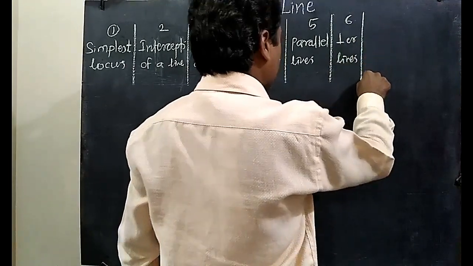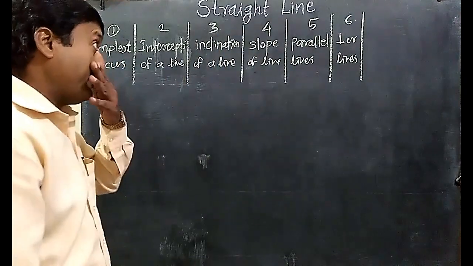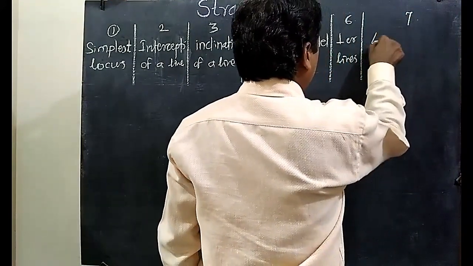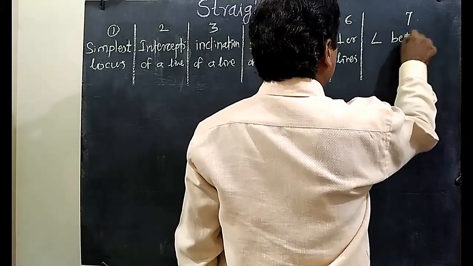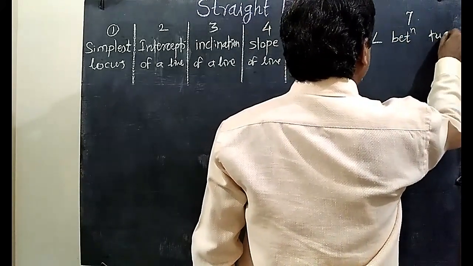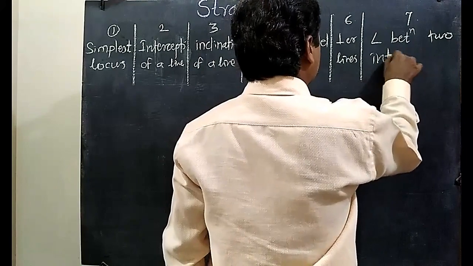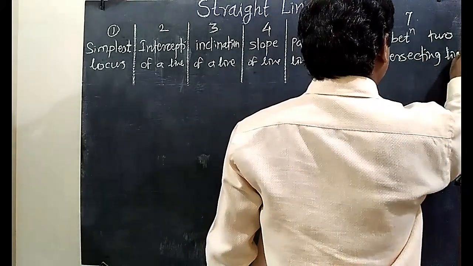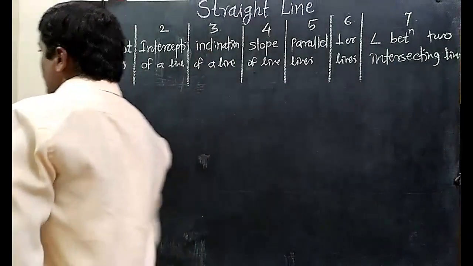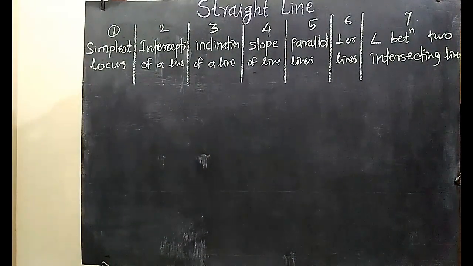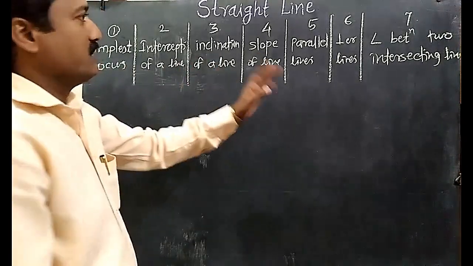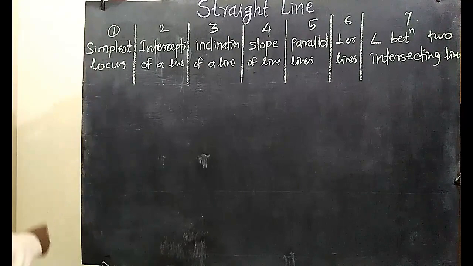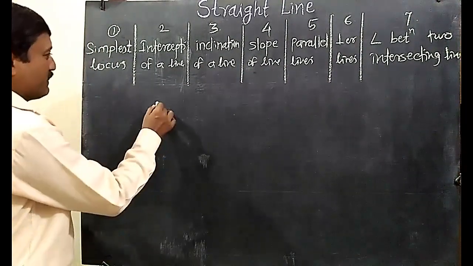the relation between the slopes of two perpendicular lines, and the last important article is angle between two intersecting lines. So these are the 7 points on which we will discuss now. Let us see first one, that is simplest locus, line as a simplest locus.